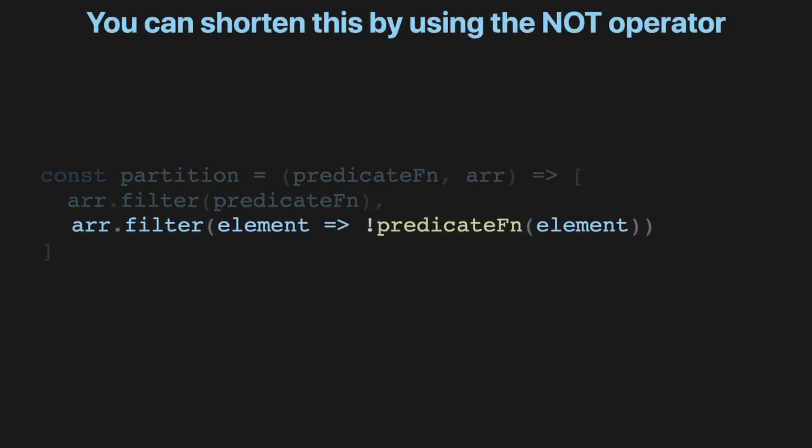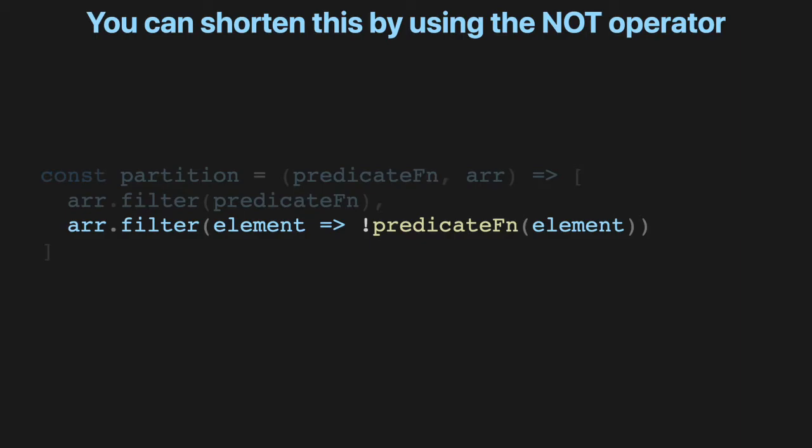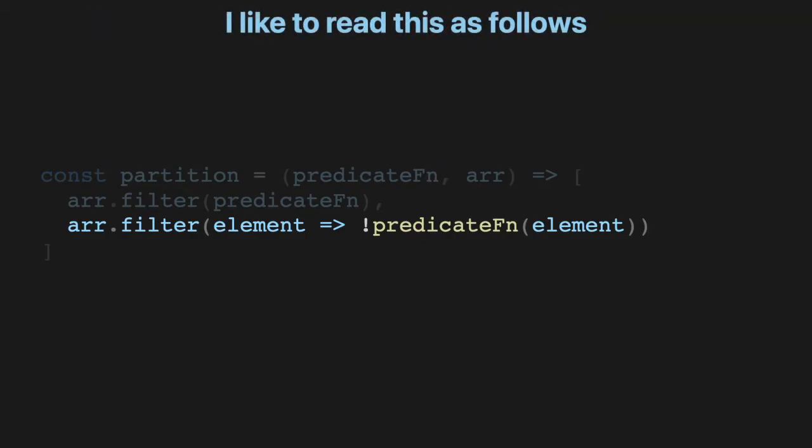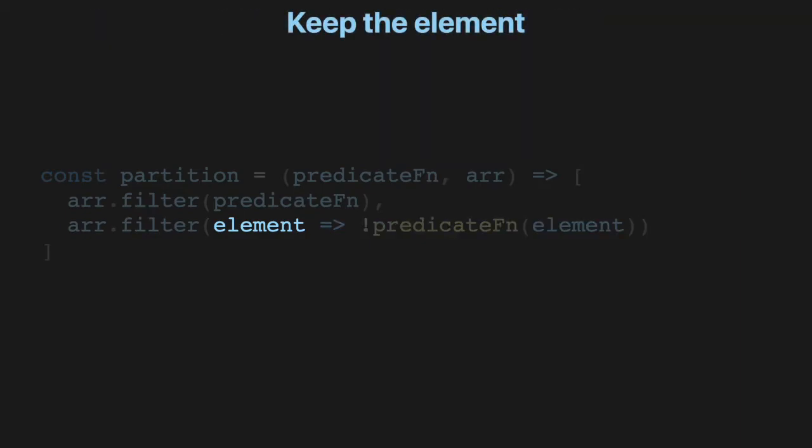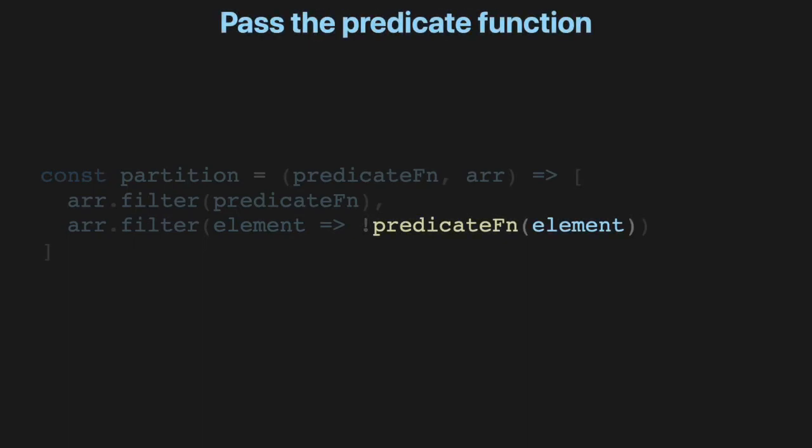Now we can also shorten this by using the not operator, and if this is confusing to you, I like to read this as follows. We're going to keep the element that does not pass the predicate function.